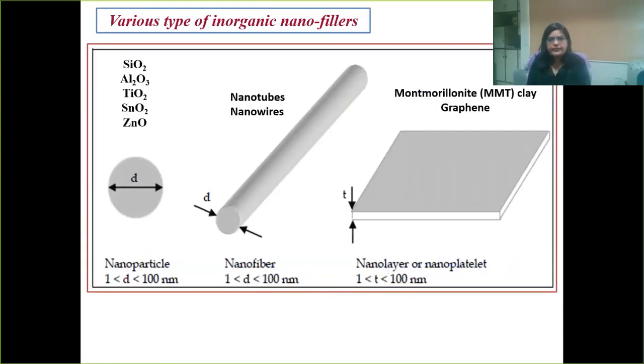I have used various nano fillers in this slide. So there are three types of nano fillers. First is nanoparticles, whose diameters lie between 1 nanometer and 100 nanometer. I have used SiO2, alumina, TiO2, and zinc oxide. Second is nanofibers, whose diameter also lies between 1 and 100 nanometer. I didn't work on nanofibers, I have worked on nanoplatelets. In nanoplatelets, I have used montmorillonite as a nanofiller, whose thickness is of the order of nanometers, and that also lies between 1 and 100 nanometer.